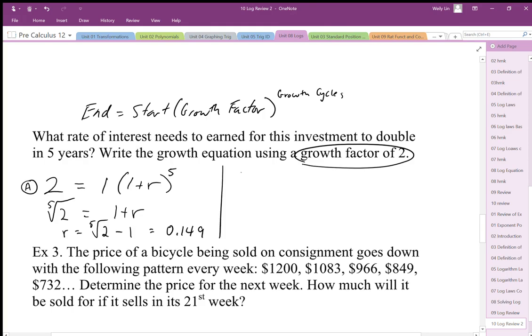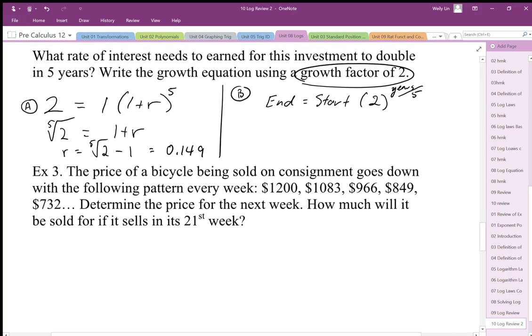Part B of this problem asks, what is a growth equation using a growth factor of 2? So it's going to look like this. My growth equation is going to be end is equal to start times 2 to the power of years divided by 5. The growth factor is 2, and I'm going to times by 2 every 5 years, so years divided by 5 represents the number of growth cycles. If I have 5 years, I'm going to multiply by 2 once. If I have 10 years, that's going to be an exponent of 2, so I'm going to double twice. So 2 times 2 times 2, etc.